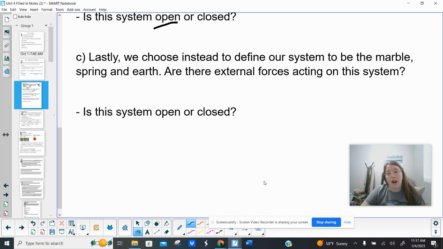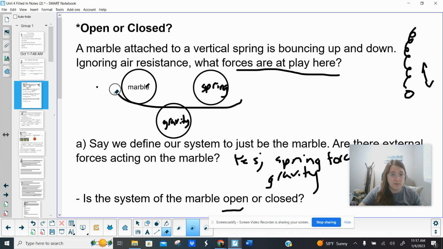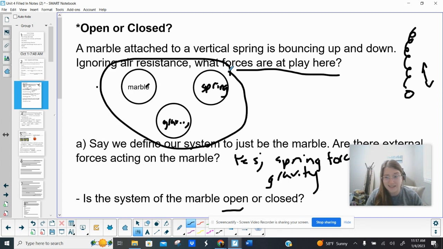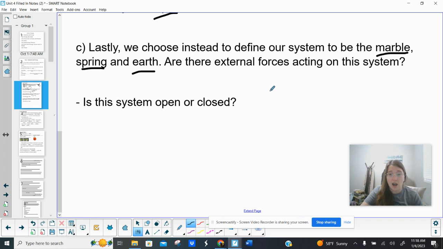Now, here is how you include gravity in your system. They say the marble, the spring, and earth. So you will see this in questions. It will say, looking at the marble-spring-earth system, or looking at the book-earth system. Is there anything else? If I choose to say, here's my system, which again, guys, is going to make more sense when you look at these problems, why I'm saying this is a system. Is there anything outside of it? Again, we're not talking about air resistance, so is there anything outside? No. So now that I have included all of the possible forces at play in this situation, this is now a closed system.